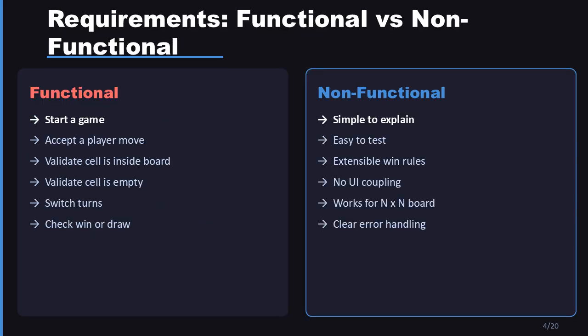Functional requirements are what the game does. Start a game, accept moves, validate cells, switch turns, and detect win or draw. Non-functional requirements are the design quality. The code should be simple to explain, easy to test, and not tied to console input or UI. The interesting requirement is extensibility. If tomorrow the interviewer says make it 4x4, the design should not collapse.